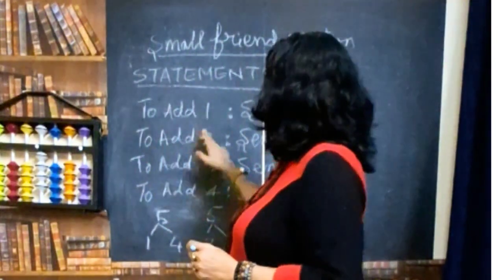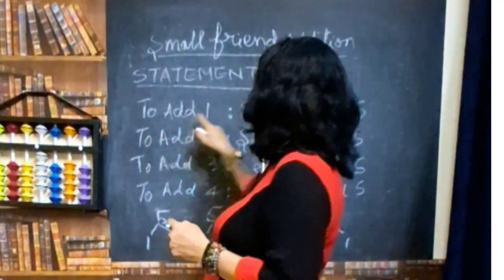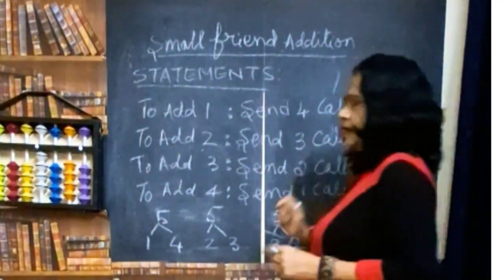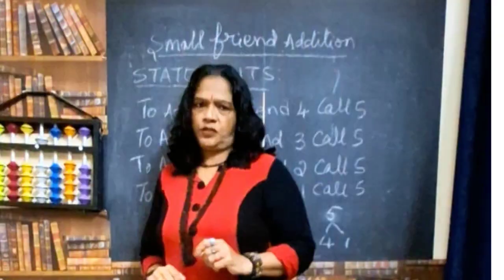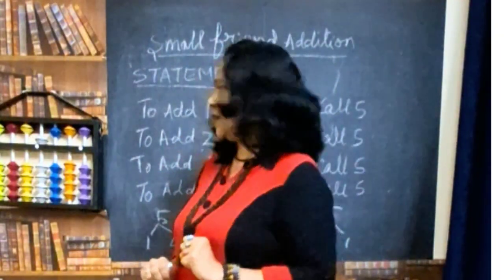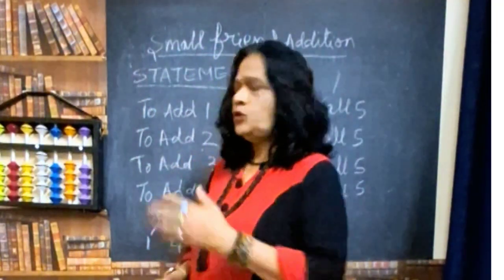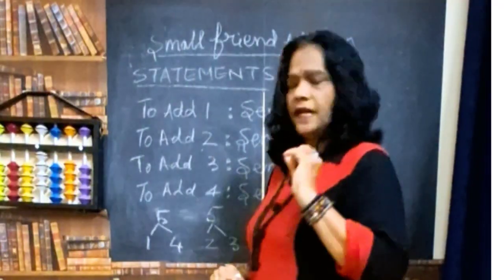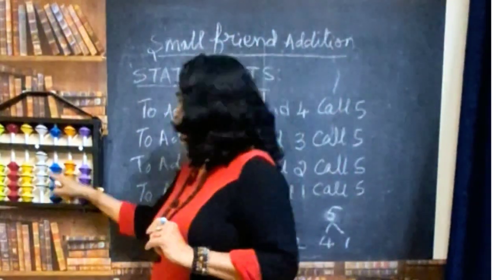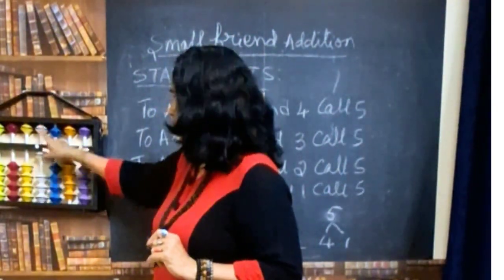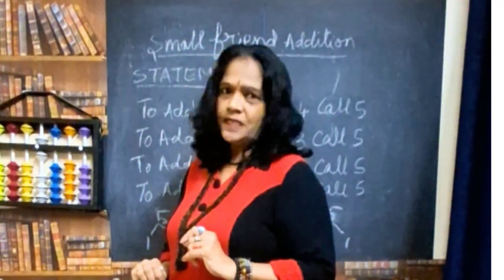How to use that? To add 1, we need 1 now. We should add 1, but there is no 1. Look at the statement. To add 1, send 4, call 5. That means send the 4 beads away from the divider, call the upper bead. So 4 plus 1 is 5. In the same way, suppose 4 beads are touching the divider, add 2. 2 beads are not there to add. Look at the statement. To add 2, send 3, call 5. Send 3 beads away from the divider and call the upper bead. So 4 plus 2 is 6.